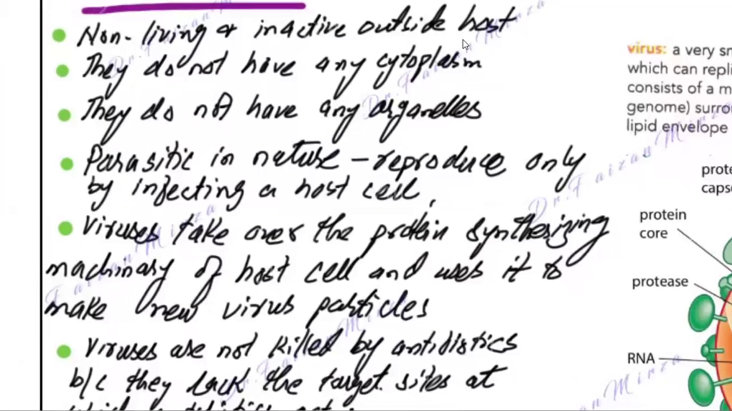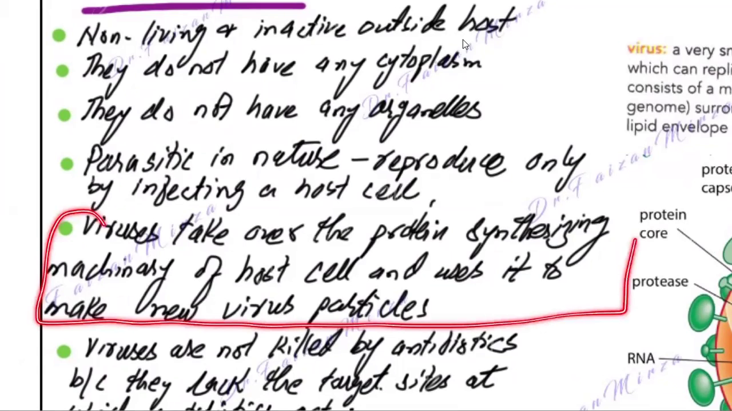Viruses take over the protein synthesizing machinery of a host cell and use it to make their own viral particles. So whenever you get infected by a virus, what actually is happening? That virus takes over the protein machinery inside your cells. So your cells become hijacked, and they end up producing the proteins for viruses.